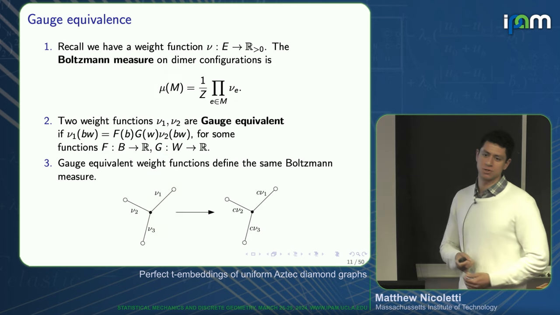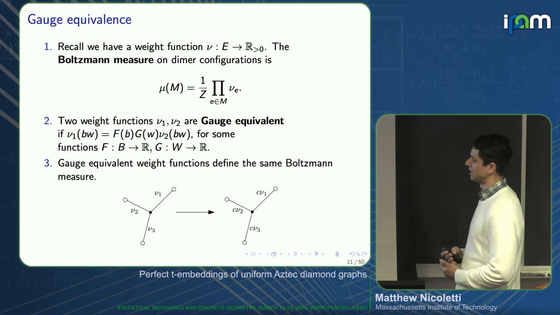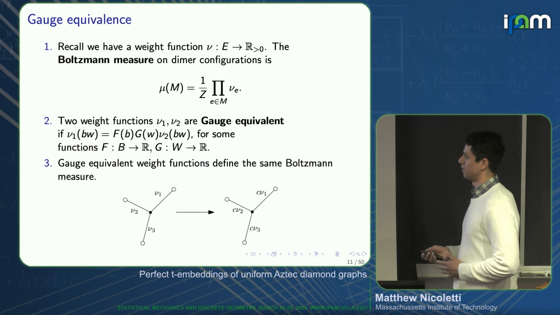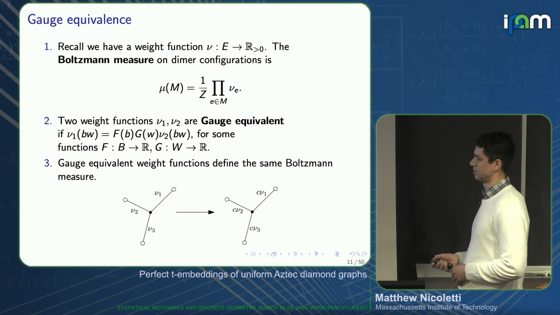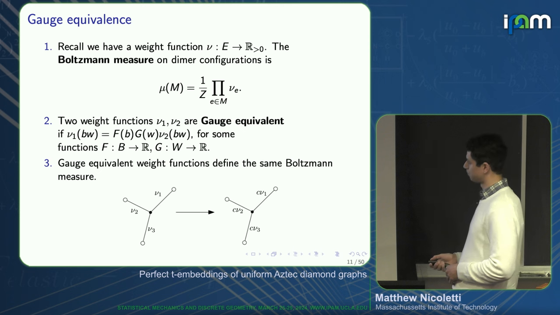Okay, so now I want to define t-embedding. In order to give a definition, I first need to say what gauge equivalent edge weights are. Recall that we have our Boltzmann measure defined from the edge weights. We say that two sets of edge weights are gauge equivalent if they're related to each other in this way, for two real valued functions, f on black vertices and g on white vertices. In other words, gauge equivalent weight functions are obtained from one another by a sequence of local operations where we multiply all edges around a vertex by the same constant c. It's easy to see that this won't affect the Boltzmann measure. The Boltzmann measure is invariant under these gauge transformations, so gauge equivalent weight functions have the same dimer model.